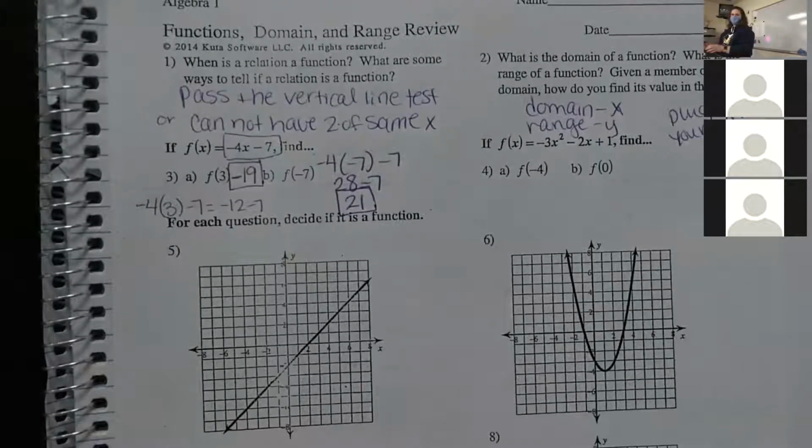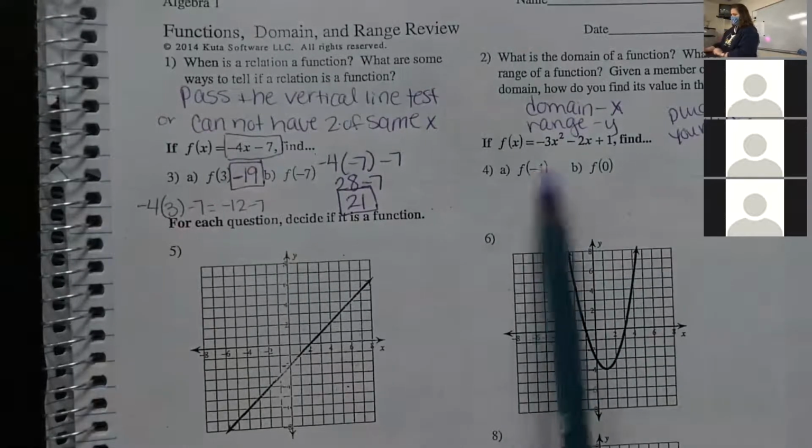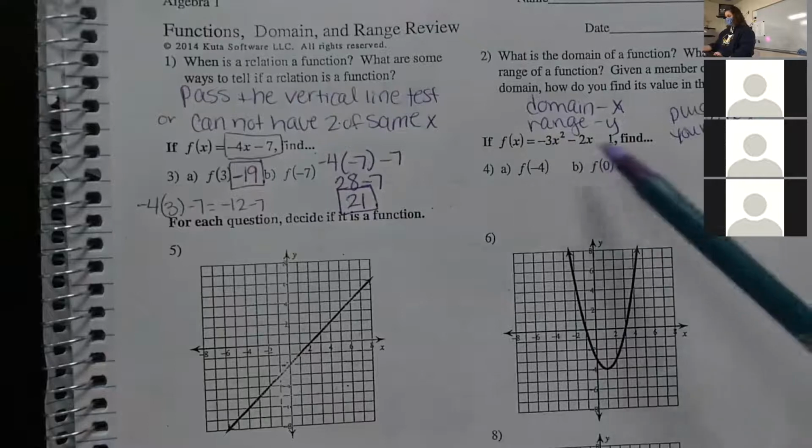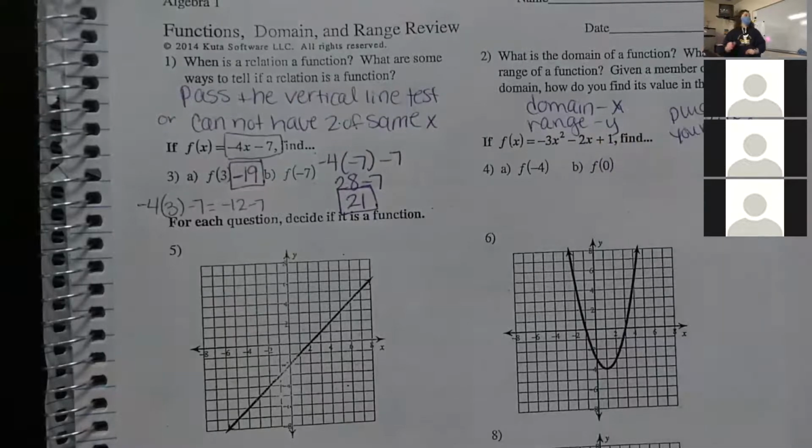Okay, you're doing the same idea on 4. You're going to plug in that negative 4 for wherever you see an X. And then you're going to plug in that 0, which is super easy. You probably actually just solve that right now.